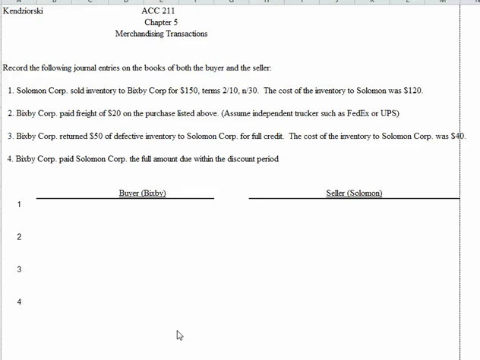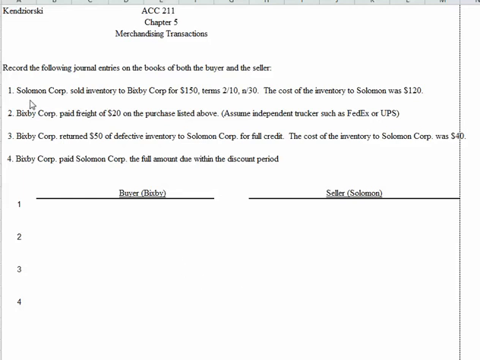The document that you're looking at here is also located in our e-learning site if you want to print this off, and the solution is there as well. We're going to be using this sample problem to demonstrate the journal entries that both buyer and seller would be recording for the purchase or sale of inventory. And in this video, we're just going to be looking at the buyer's journal entries. The next video will look at the seller's entries.